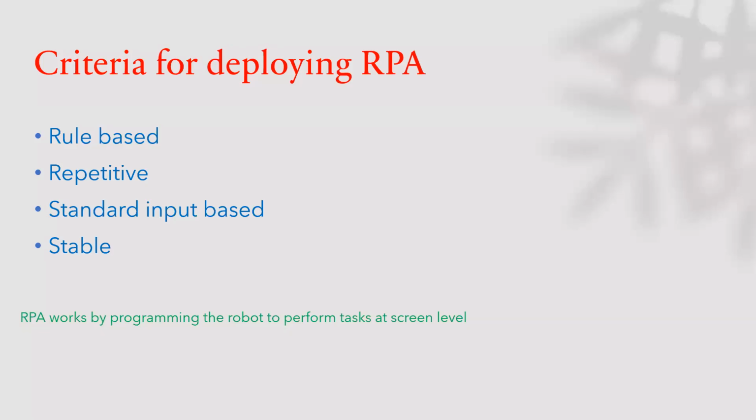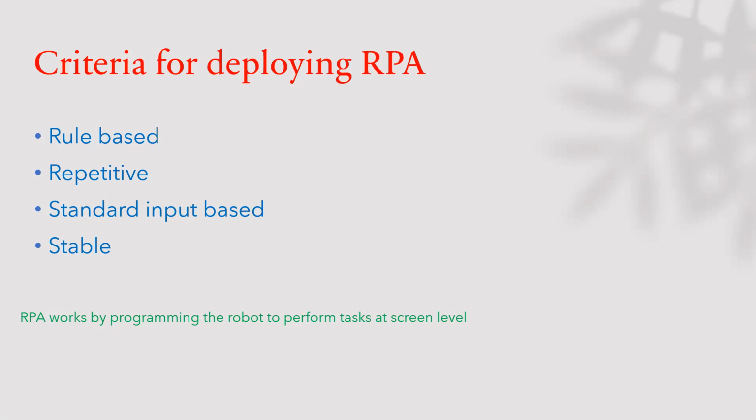So what is the criteria for deploying RPA? Can I use RPA for robotic process automation technology and its RPA tools on any kind of data? Yes, you can use RPA on any kind of data, but that data being fed into the RPA system should follow certain rules. The data should be rule based, repetitive, standard input based, and stable. These are going to be taught to you in the further sessions.